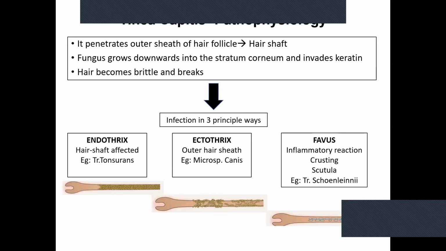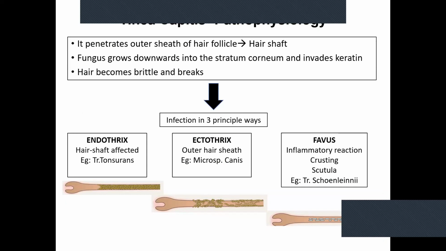We have already looked at the pathogenesis, the pathophysiology. So once it has invaded, it can present in three principal ways. If the hair shaft is infected from inside, that is the endothrix, such kind of infection is seen in Trichophyton tonsurans infection.